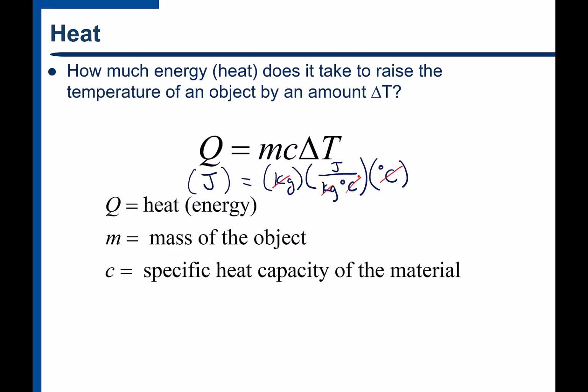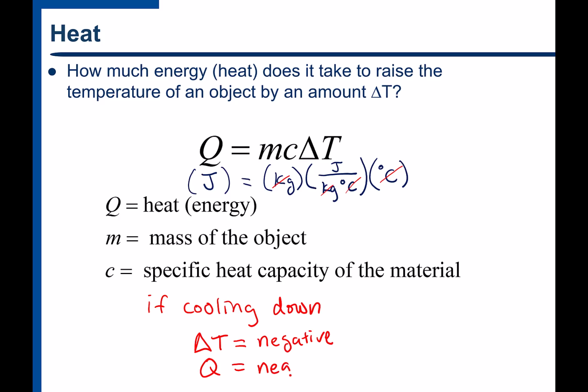By the way, this formula can be used whether we're adding or taking away energy from the object. In other words, whether the object is heating up or cooling down. So if cooling down, then both delta T and Q are going to be negative. And so a negative Q just means that we're taking energy away from the object, or that object is losing energy, as opposed to when it's heating up and gaining energy.